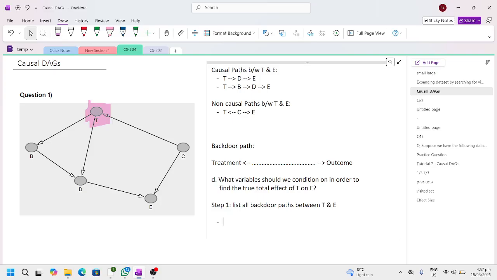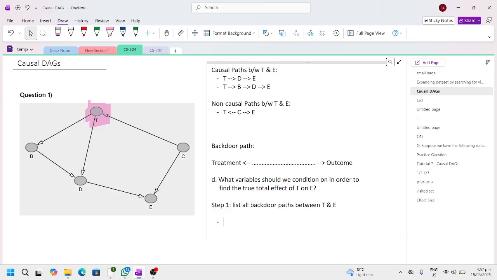क्योंकि लेट्स बी माइंडफुल, हम T एंड E के बीच में सारी पाथ्स ऊपर शुरू में ही लिस्ट कर चुके हैं. So I guess we have the non-causal path as a backdoor path. हाँ, दैट्स एब्सोल्युटली राइट. इसका ये मतलब नहीं है कि हर नॉन कॉजल पाथ एक बैकडोर पाथ ही होती है.